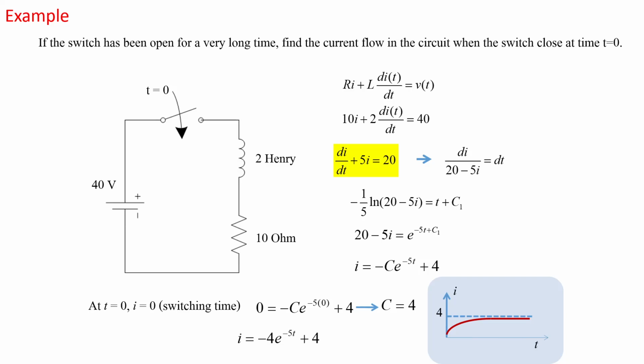I will take this example for you. If the switch has been open for a very long time, find the current flow when the switch is closed. If the circuit has been like this for a long time and then we close the switch at time t0, what happens to this circuit?